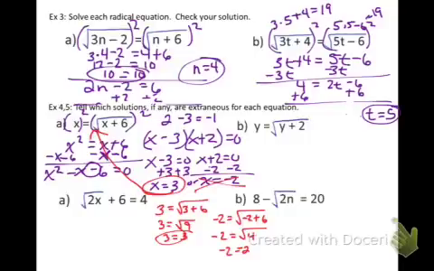Okay, B. Again, you're going to get the square root by yourself, and it is. And so we're going to just square both sides, so it's y squared equals y plus 2. Bring it all over to one side, so it's going to be y squared minus y minus 2 equals 0. Break it up.